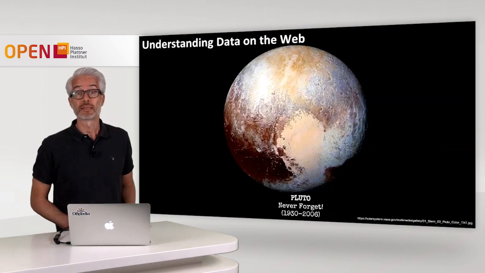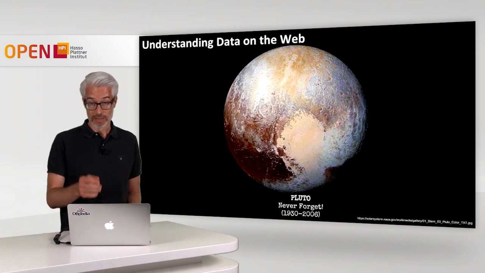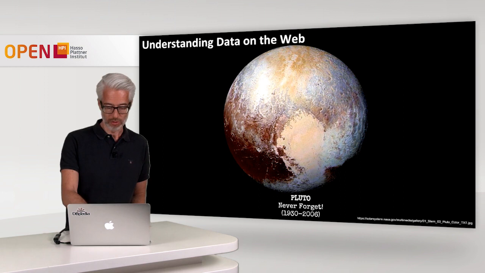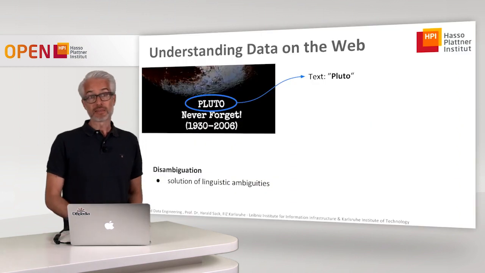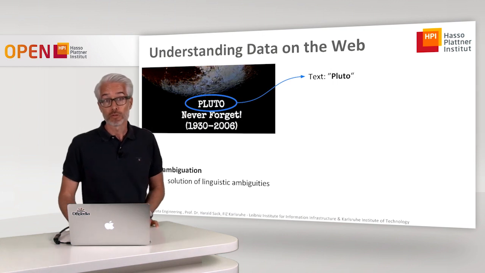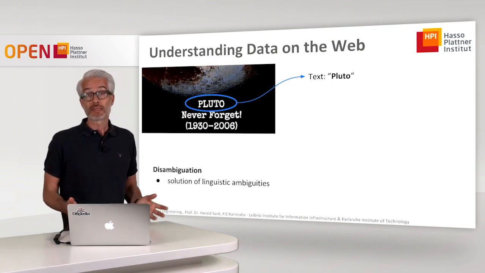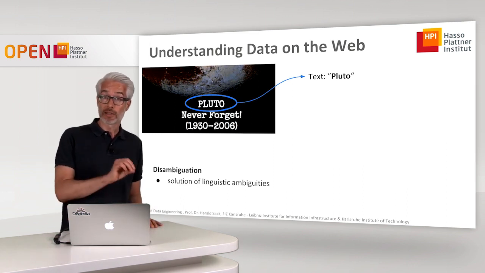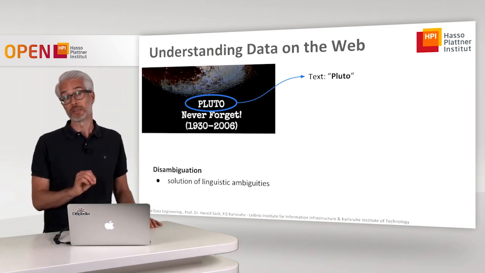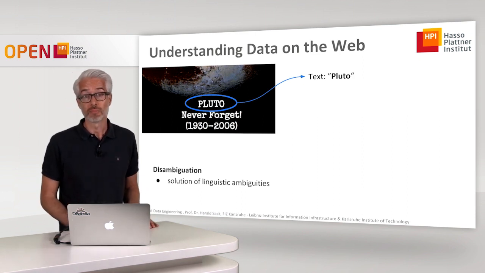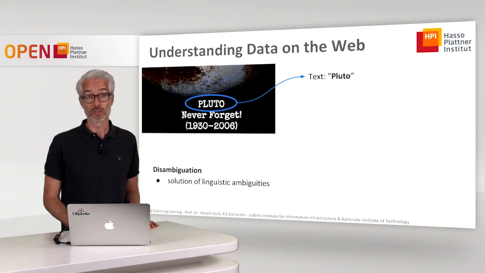We try to understand data on the web. This is a very nice example. This is a dwarf planet, Pluto. You might have heard of it. And the point is, just let's try to imagine you find this text on the web, Pluto, and then you have to make sense of it. What does it mean? And as we have already said, natural language is full of ambiguities, which means we have somehow to solve these linguistic ambiguities with a process which is called disambiguation.